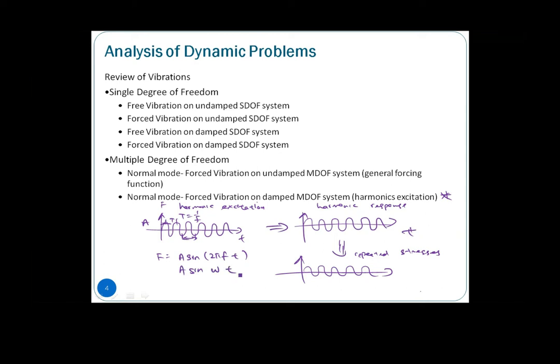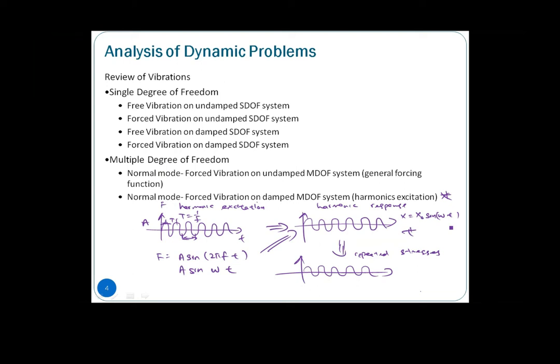So this particular harmonic excitation will give us a harmonic response. Also we'll have x equals x naught sine omega t. So it comes with the same frequency. All right, so that is why it is important. Later on we will see.